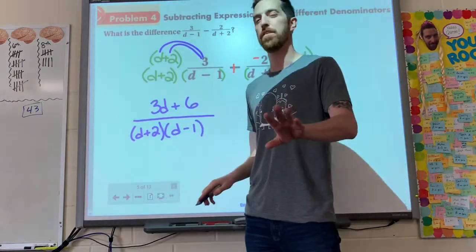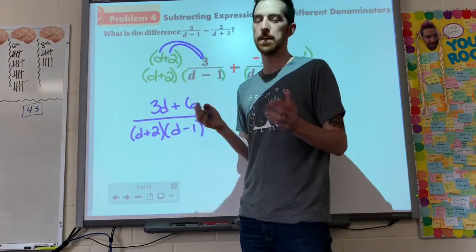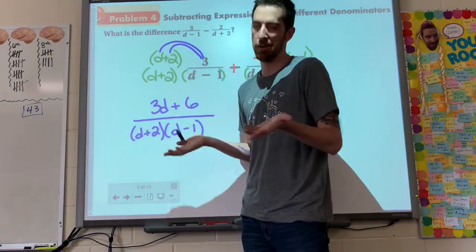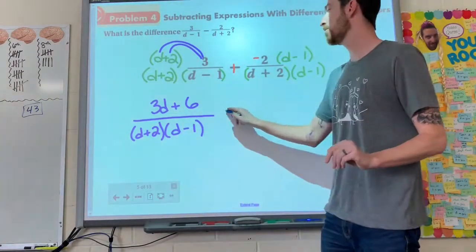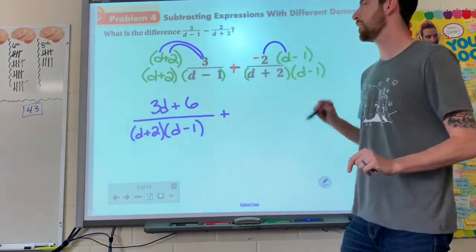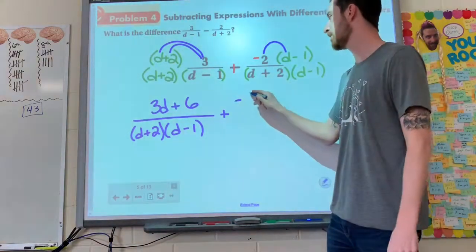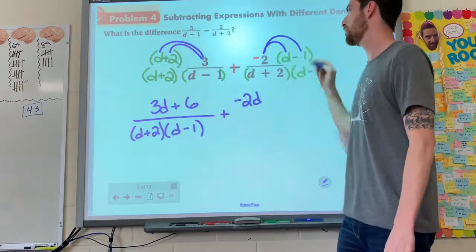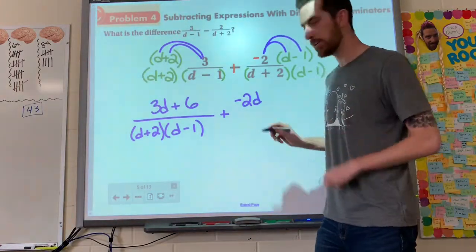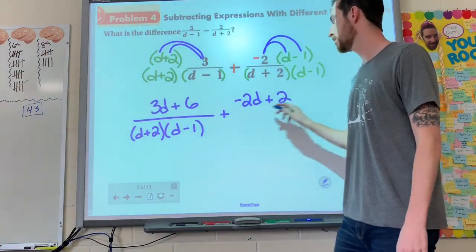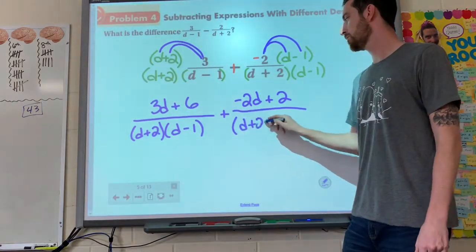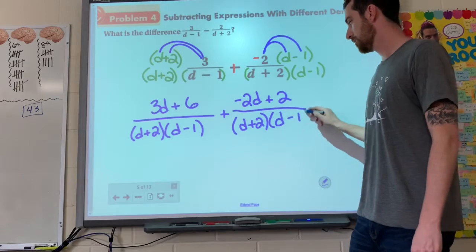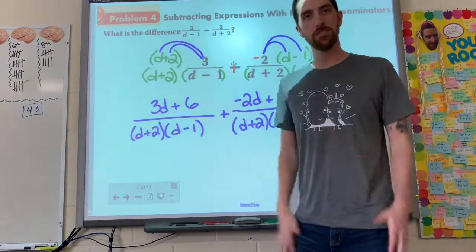And I'm going to leave that in factored form until the end, and then maybe I want to FOIL it out. I don't really want to, but your teacher might want you to. Then we've got plus -2 times d is -2d, and -2 times -1, positive 2. Our denominator again is d plus 2 times d minus 1. Do they have the same denominator now?